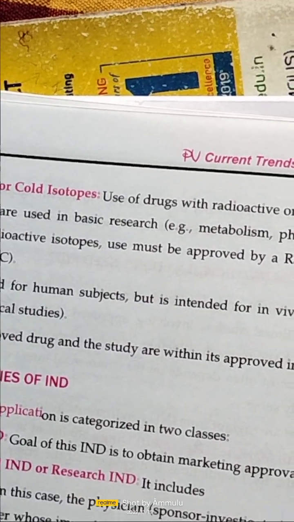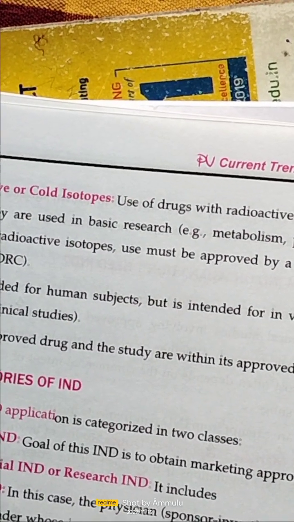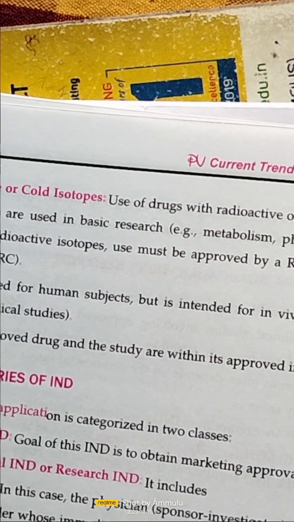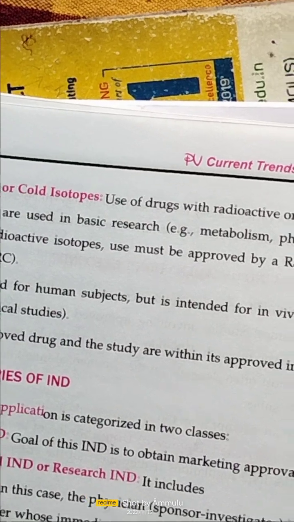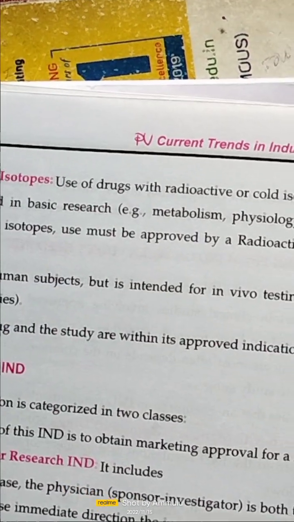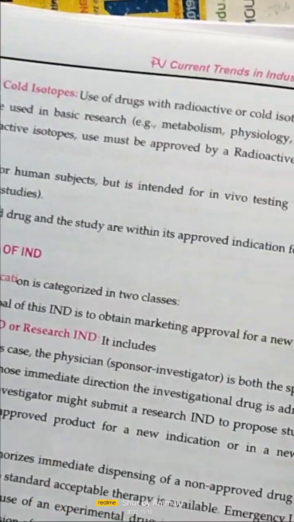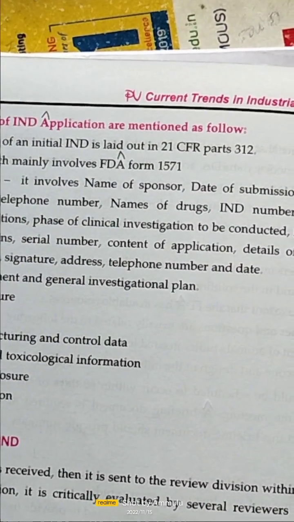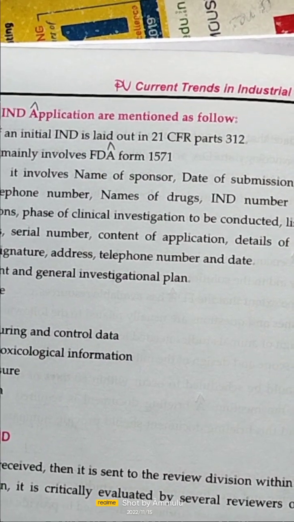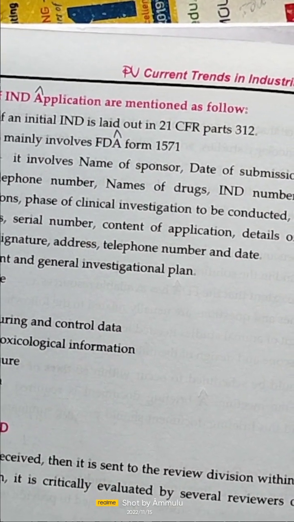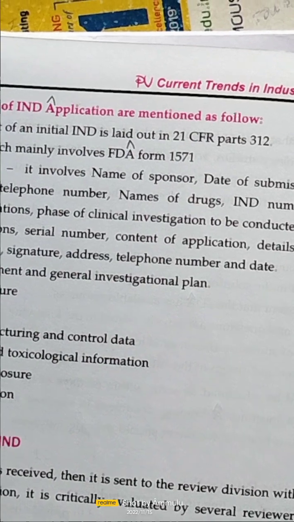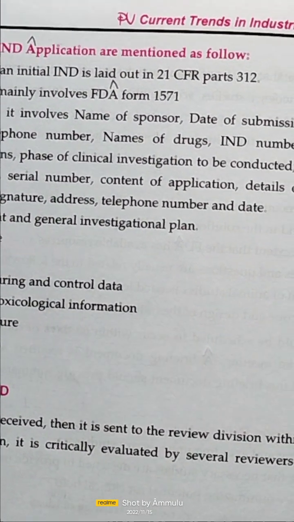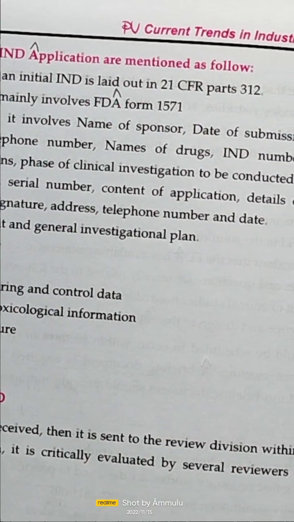And we already discussed the categories of IND, which contains commercial, non-commercial INDs and pre-IND meetings. After that, essential contents of the IND application. In this application, the format of IND applications is mentioned. It contains a cover sheet, which mainly involves FDA Form 1571, and the second one is the table of contents.